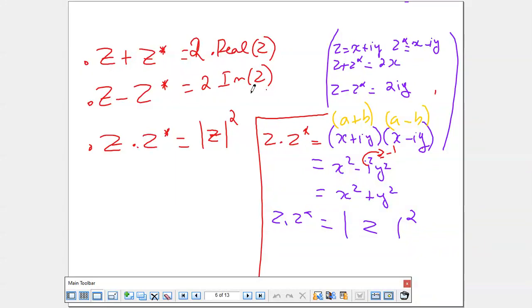If you subtract, x plus iy minus x minus iy, you'll have 2iy, so it's 2 times the imaginary part. And z times z star is the modulus squared, because if you multiply it, it's a minus b times a plus b. So it's a squared minus b squared, and i squared is minus 1. It's going to be x squared plus y squared. Isn't this the modulus squared? Yes. So that's why z times z star gives me the modulus of z squared.